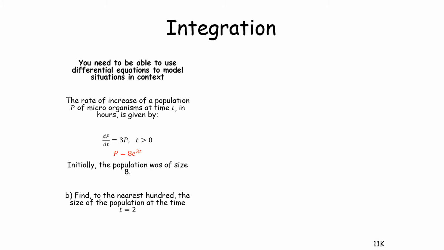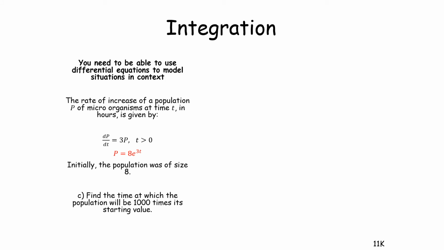Part B of this question says find, to the nearest hundred, the size of the population at time t equal to 2. Now we have an equation, so it's pretty straightforward. You just replace the t with 2, and that will give you the population. Once we plug this into the calculator, we get 3,227. As it's set to the nearest hundred, it's going to be 3,200. Always read the instruction carefully in the exam. If it says to the nearest hundred, they want the final answer to the nearest hundred. So there we have it, p is equal to 3,200.